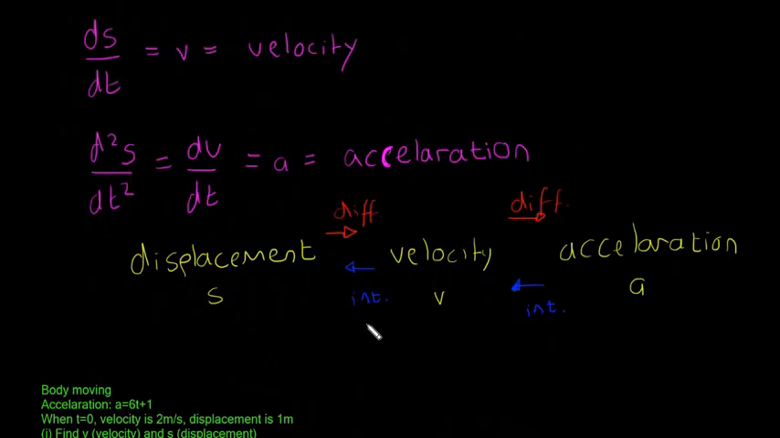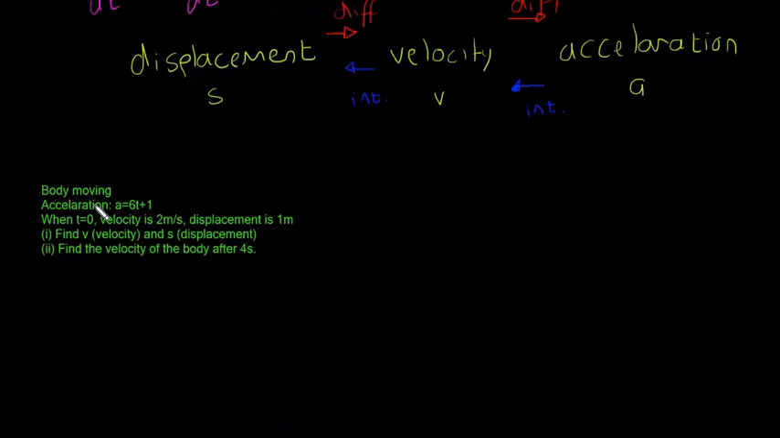Look at this question down here in the green. It says there's a body moving and its acceleration is given by a = 6t + 1. So at any time t, the acceleration is going to be 6 multiplied by that time plus 1, okay? It also gives us 2 points of info here. When t is equal to 0, so at the very start of when it starts moving, velocity is 2 meters per second, and the displacement, the distance, is 1 meter. It's asking us to find the velocity and the displacement of the body, and also the velocity of the body after 4 seconds.